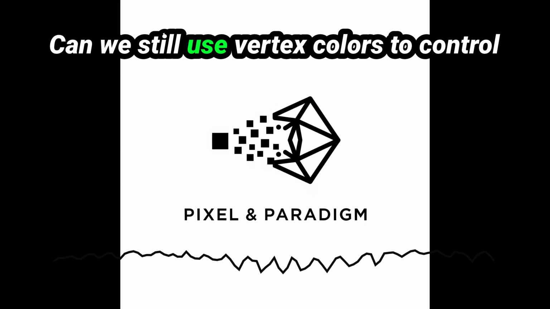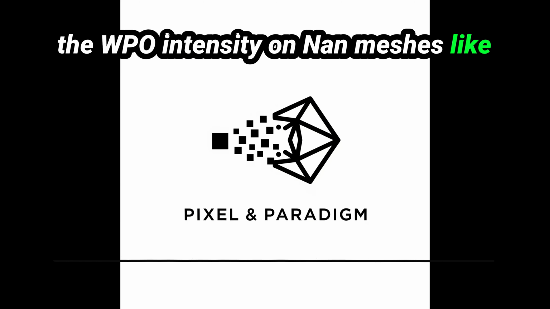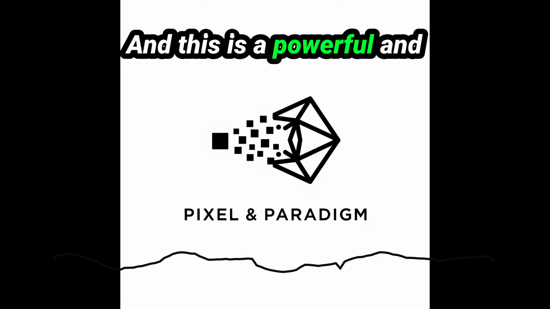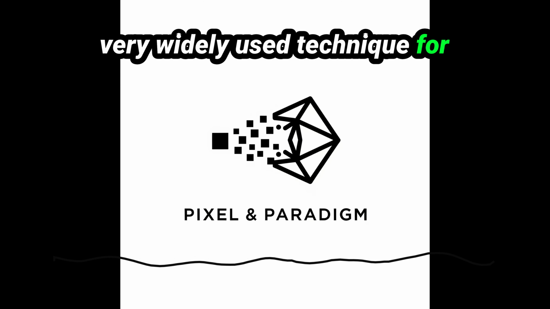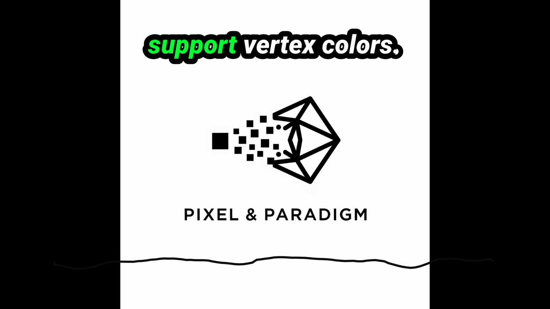Can we still use vertex colors to control the WPO intensity on nanite meshes, like painting branches black and leaves white? Absolutely, yes. And this is a powerful and very widely used technique for adding artistic control to WPO. Nanite meshes fully support vertex colors.